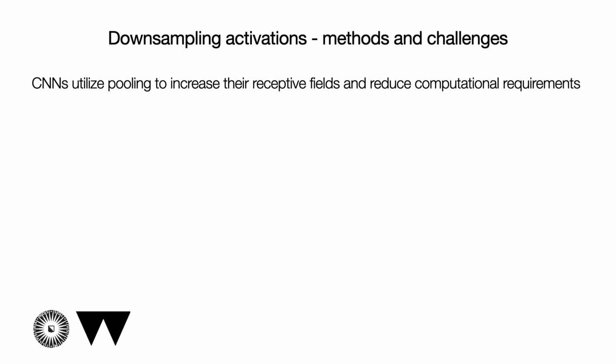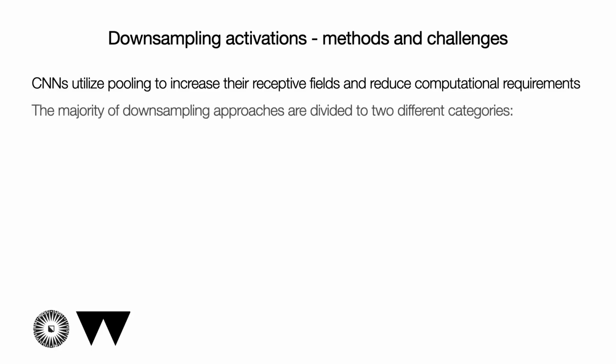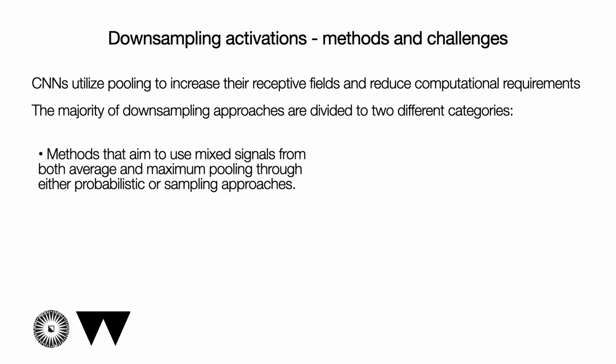CNNs utilize pooling to increase the receptive fields and reduce the computation requirements. The majority of downsampling approaches are divided into two different categories. The first set of methods aim towards creating a mixed signal from both the average and maximum pooling through either probabilistic, sampling, or other learned approaches.